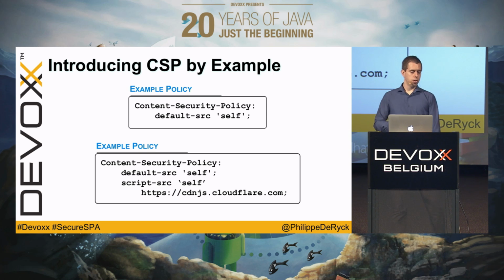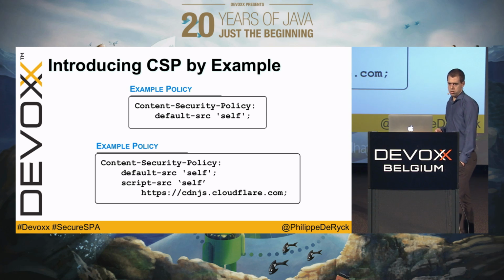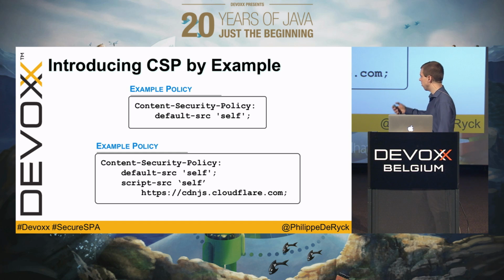Another example, if you want to allow script files from a CDN, in this case, you can say default-src, that's anything that's not specified anywhere else, is still 'self', and for scripts, I'm going to be more specific, and I'm going to say scripts can come from myself, my own host, and from this Cloudflare CDN.